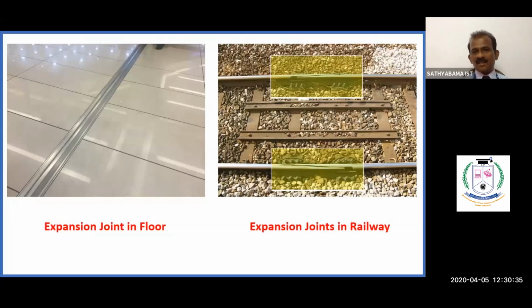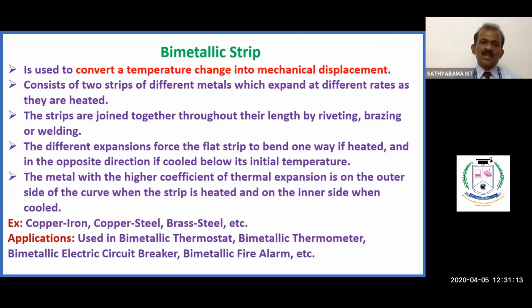Then in the railway tracks, see the diagram: the joints are not in a sharp linear way, but we make a knife shape and combine these two so that the gap between these two joints is less. Normally, expansion is possible along the lengthwise direction only. Therefore, in the lengthwise direction we have that gap, but the gap on the breadth side is very low. Therefore, there is no problem for the running of the train along this joint. Now see the last topic of this session, the bimetallic strip.